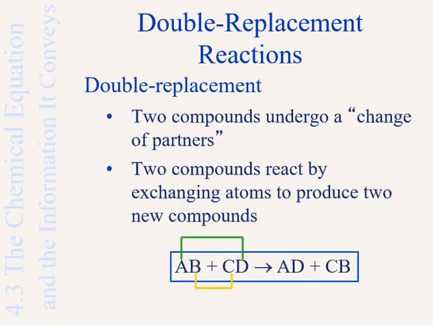Now the double replacement is when you have two compounds AB and CD and they replace their partners. A goes with D and C goes with B. Notice how it's written, AD plus CB, not DA, because you write the metal first, then the non-metal, or the positive part first, then the negative part. The same with CB. C is the positive part, B is the negative part, so it's CB, not BC.